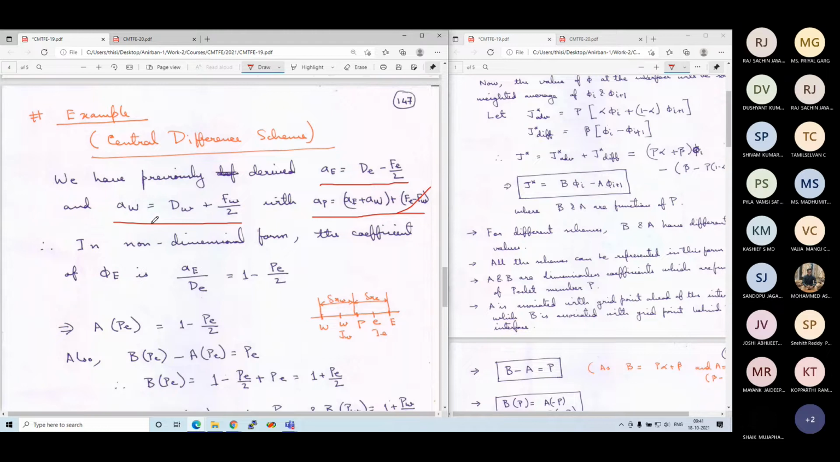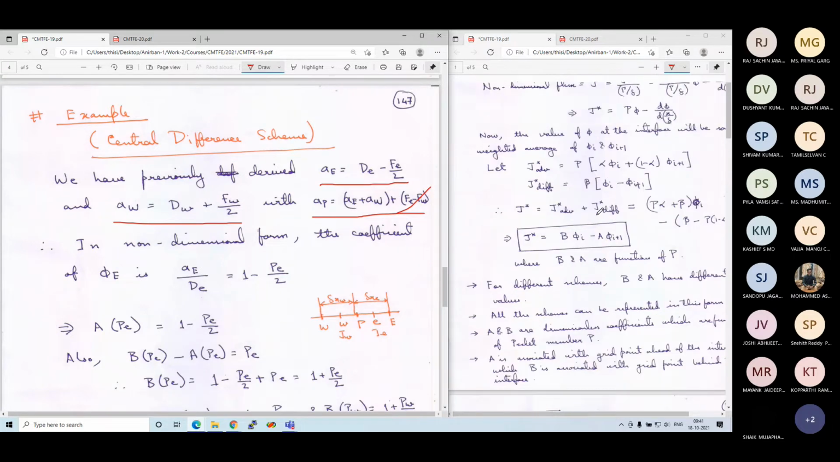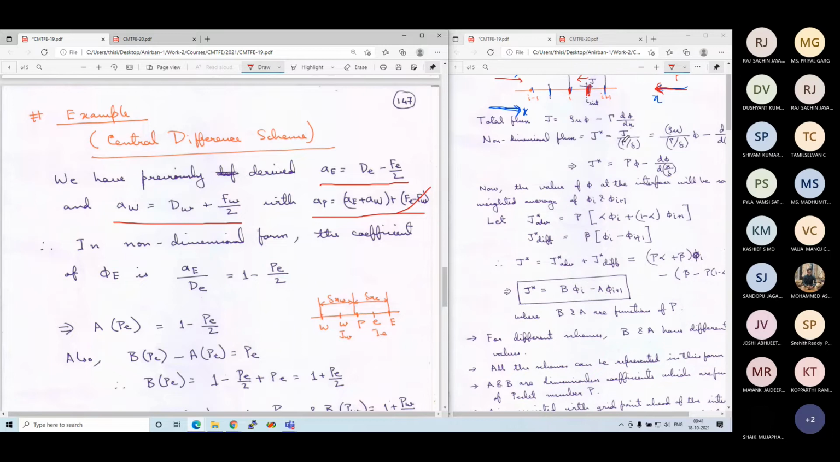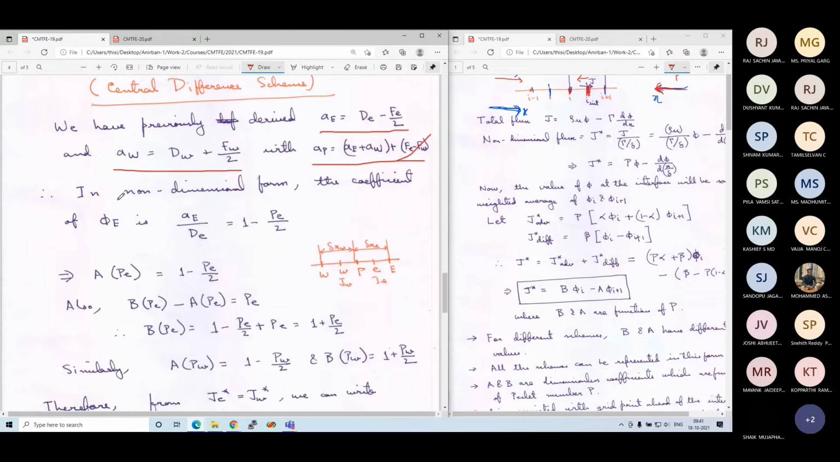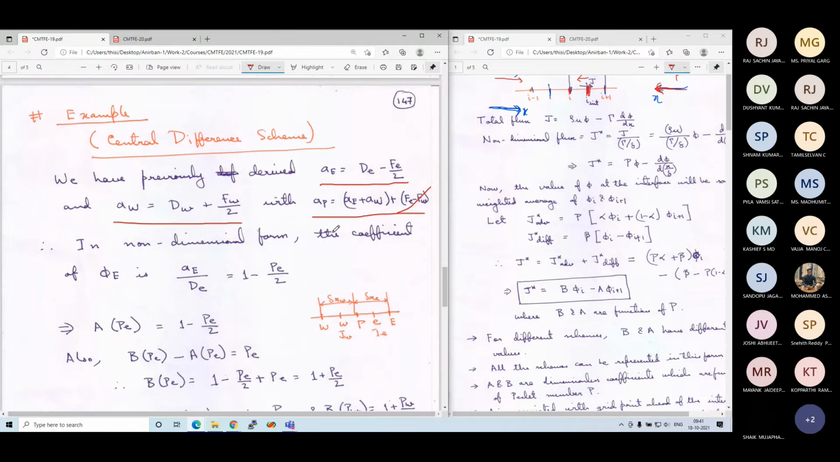So if you non-dimensionalize this, how do we non-dimensionalize? By dividing by gamma by delta, which is the diffusive strength D. In non-dimensional form, the coefficient of phi E will be AE by DE, which is DE by DE minus FE by 2DE. DE by DE is 1 and FE by 2DE is PE by 2, because FE by DE is the Peclet number. So 1 minus Peclet number by 2.